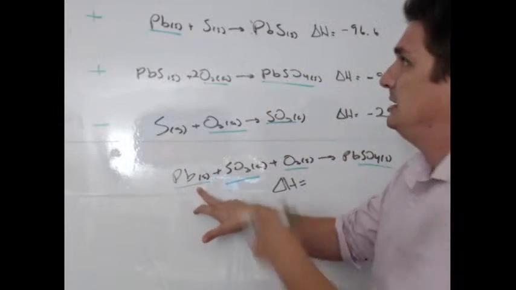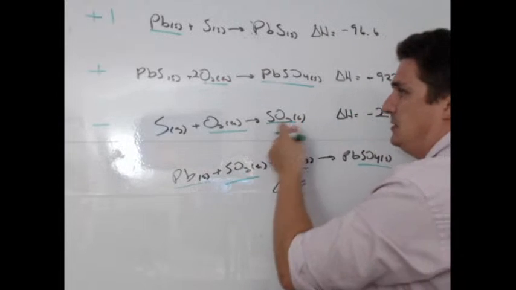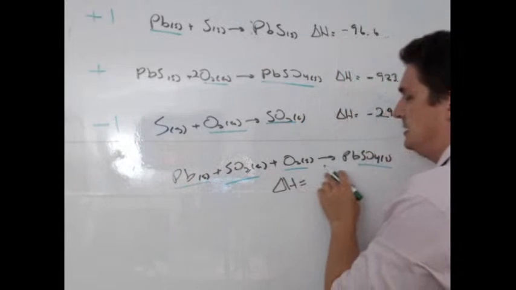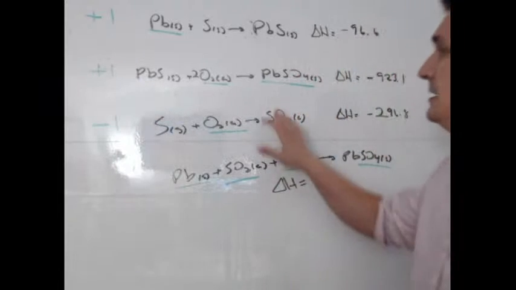So we've got one lead here, one lead here. So we're going to add this reaction once. One sulfate here, one sulfate here. So we're going to subtract it once. One sulfate, lead 2 sulfate. So we're going to add it.